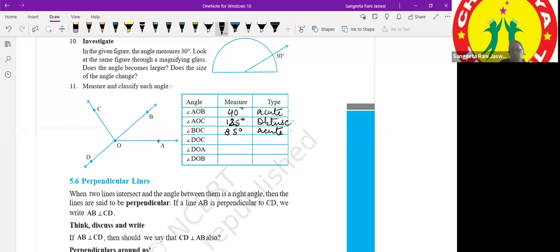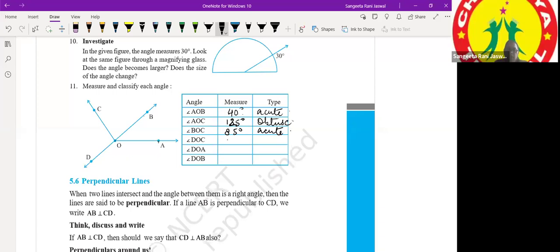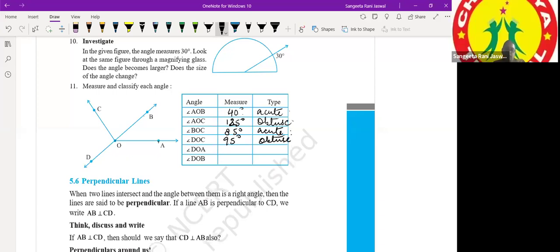Neha, you also have the book, no? Those who have this book, you can check and tell me. And others, those who don't have the book, but you have a similar kind of another book, you can check if you have these types of questions there. Okay, are you understanding? It's basically giving you exposure to how questions are asked on angles. Ma'am, next one is 95, that's BOC. So what should I write this type? Ma'am, obtuse. Next, DOA.